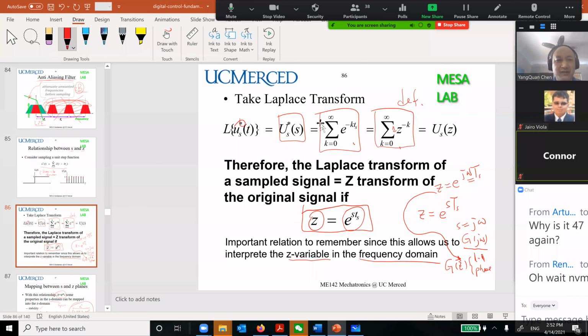Then it is basically written in this way: the sum over k of u(kT) e^(-kTs). So it is z to the minus k and it's u. So this is exactly the U, S, and Z. What's going on? We know that z is e to the power of sTs. So this is our exact relationship between S and Z. So the Laplace transform of the sampled signal and the Z transform of the original signal are the same. Make sense?